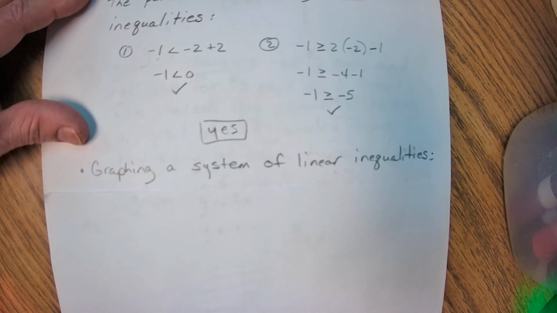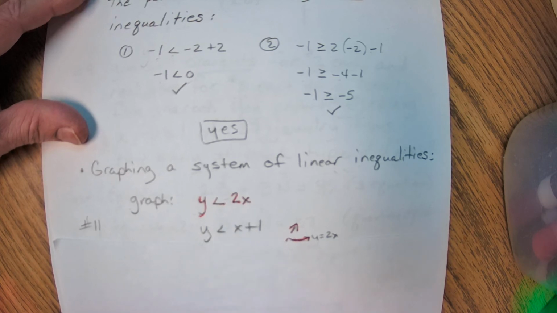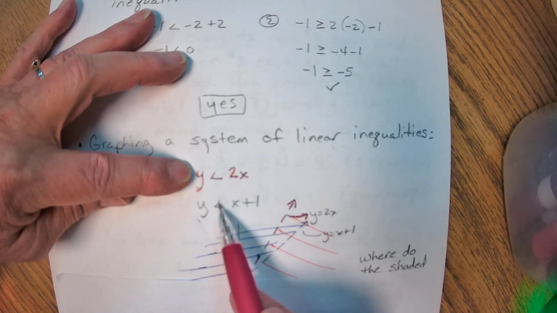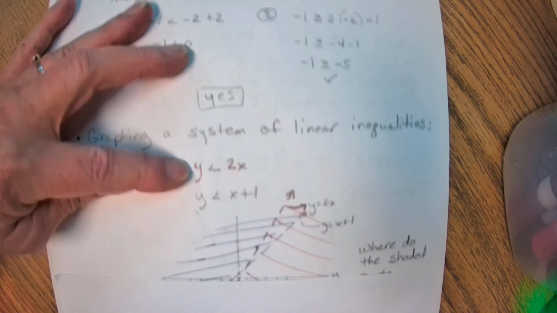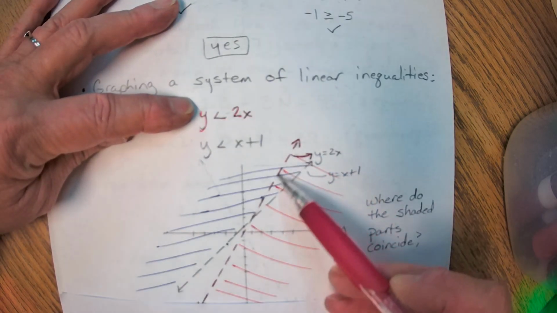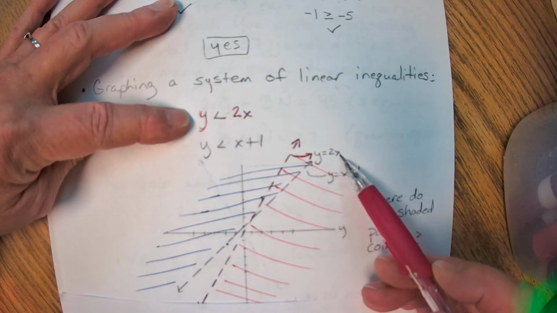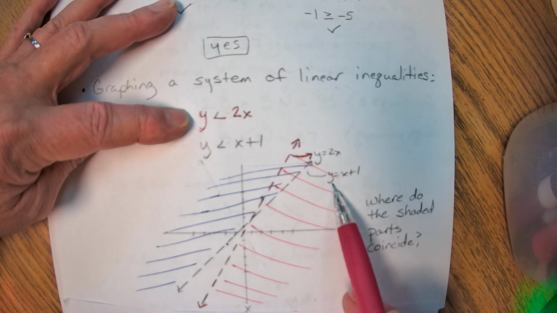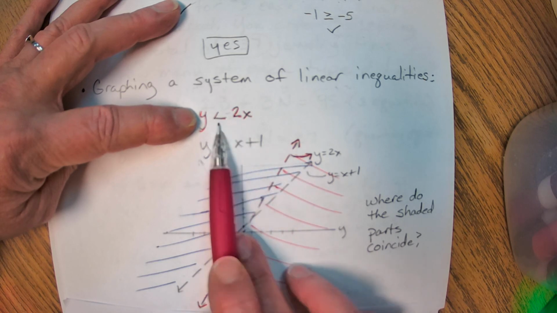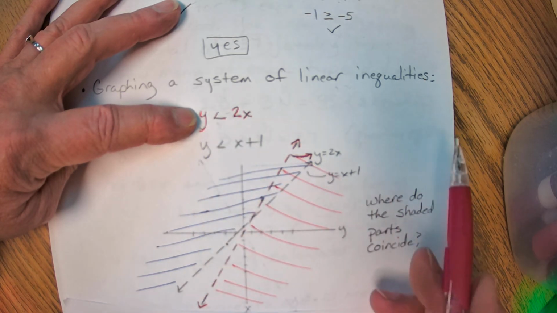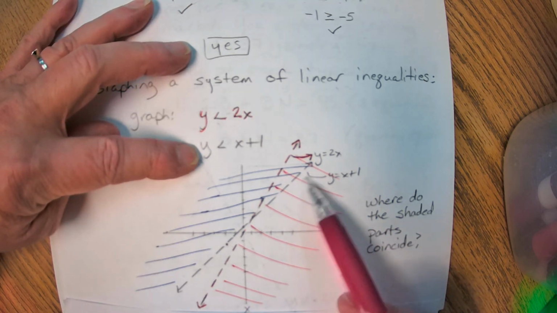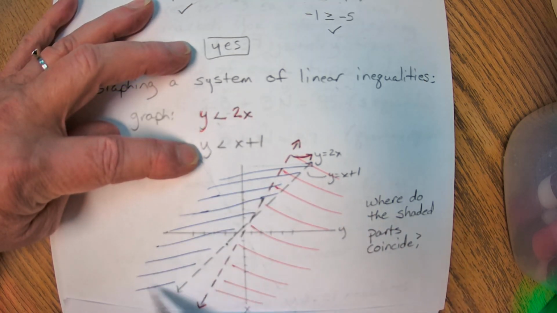So let's look at graphing a system of linear inequalities. These are the two inequalities that I have. Both of these are going to be dotted lines, notice, because it doesn't say or equal to. This red dotted line is the equation y equals 2x. The pencil dotted line is the equation y equals x plus 1. For the red, I want to shade less than. So you can see where the red shading is. Y is greater than, that's going to be where the blue shading is.